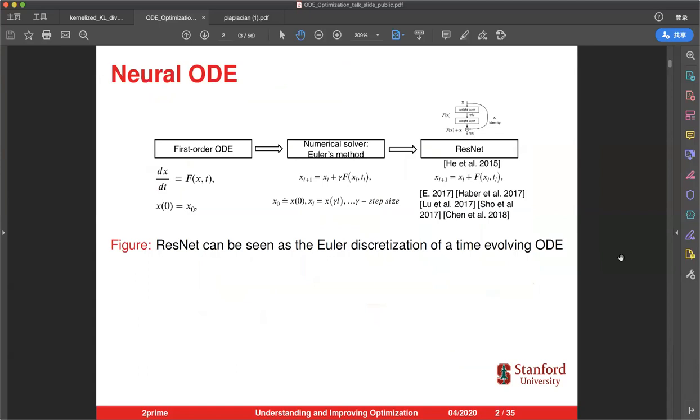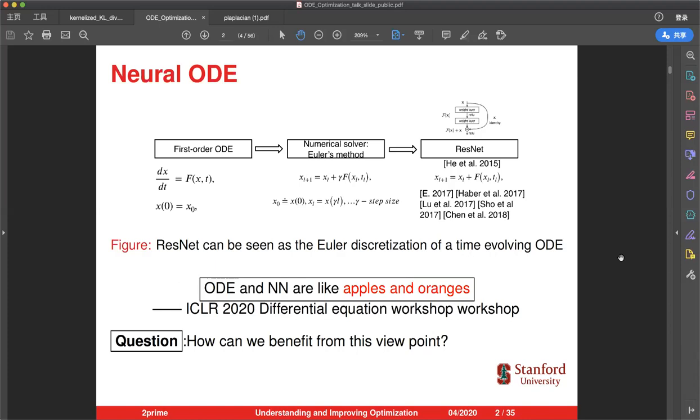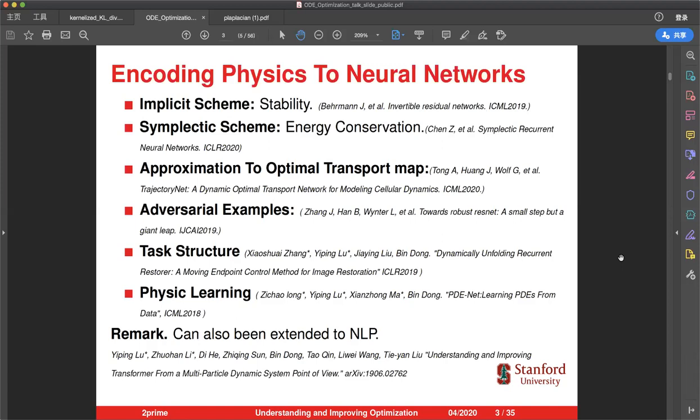But there are also questioning voices saying that ODEs and neural networks are like apples and oranges. Yet one can help the other. Many previous works show that you can use ODEs to encode some physics into neural networks. For example, if you want your neural network to be stable, you can use a stable scheme. If you want it to conserve some energy, you can use an energy-conserving scheme. You can also approximate optimal transport maps, be robust to adversarial examples, adapt your neural network to task structures, and use your neural network for physics learning.